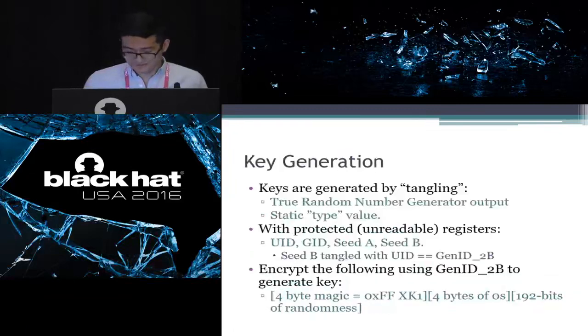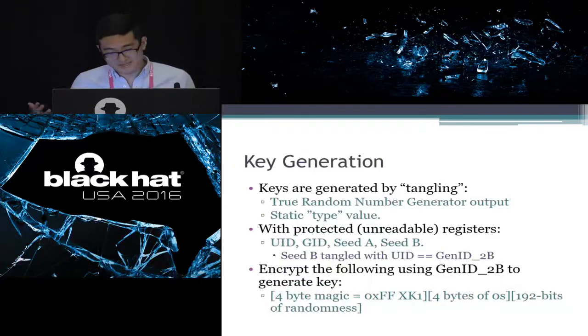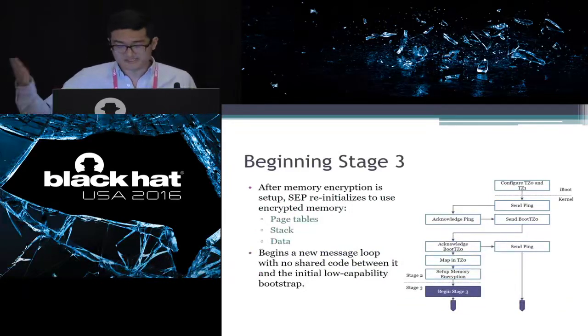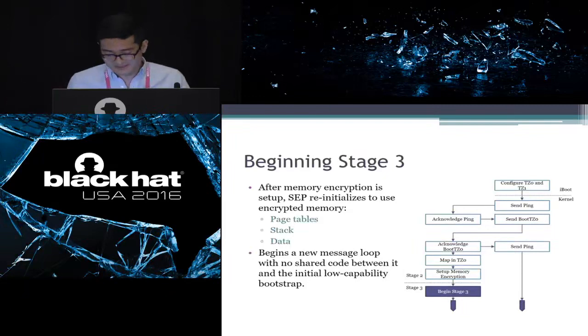on the physical memory. So how are these keys for memory encryption generated? Well, to summarize, a random number that is generated per boot is tangled or encrypted with a unique key to the device. So after all this is set up, SEP can finally move itself into the encrypted memory that it has set up. So it reinitializes itself, reinitializes the page tables, and clears the BSS and so on. And it begins a new message loop with no shared code between it and the initial low capability Bootstrap.